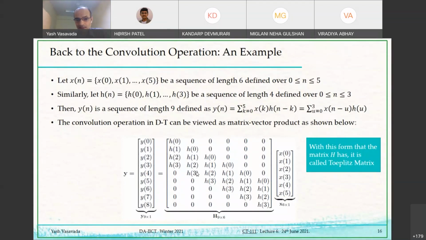And then you will see that different rows of this matrix are getting slided one by one. So this is the sliding part also. So the flipping and the sliding that we have seen earlier is a way to understand what the convolution operation is all about. It is all captured here in a matrix form.